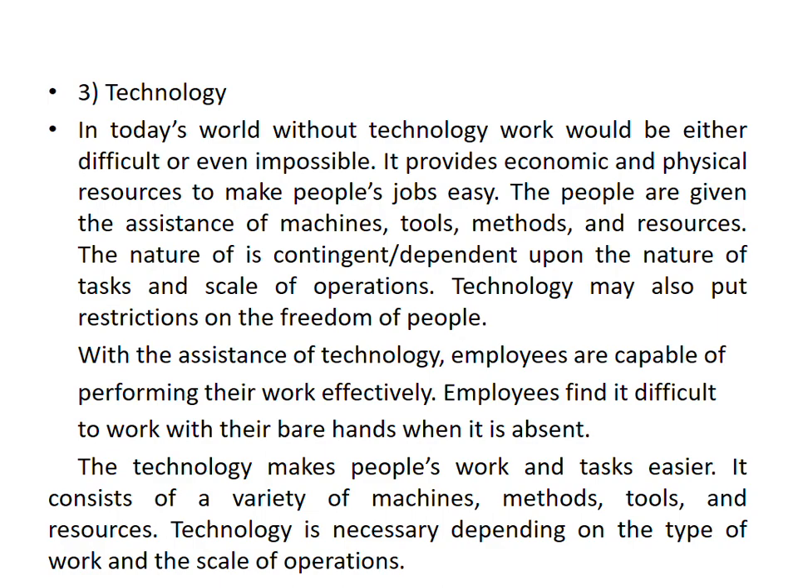The people are given the assistance of machines, tools, resources. The nature is contingent, dependent upon the nature of the task and scale of operation. Technology also puts restrictions on the freedom of people. With the assistance of technology, employees are capable of performing their job work effectively. They find it difficult to work with their bare hands when it is absent. Technology makes people's work and tasks easier.